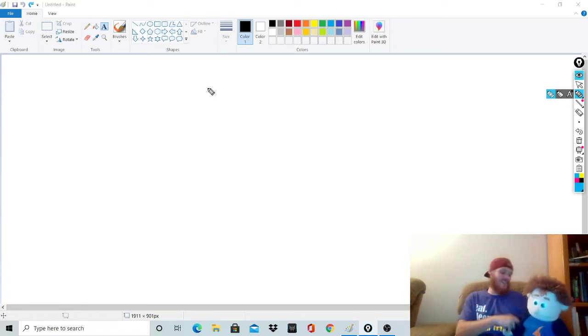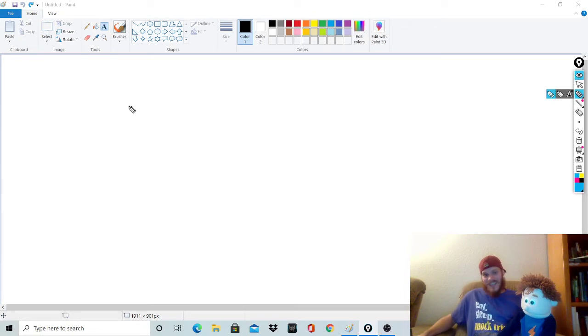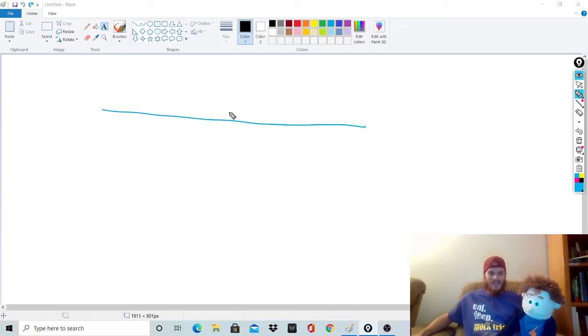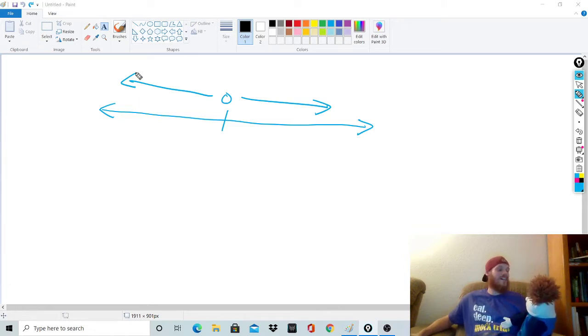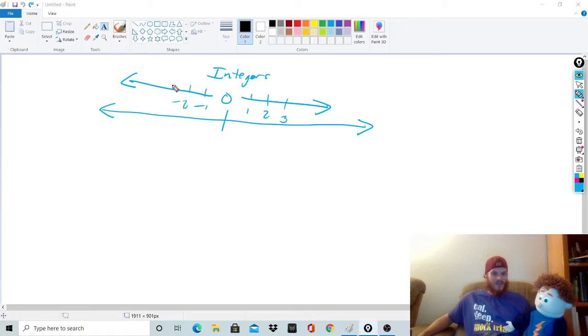All right, so integers, guys. First off, you have to understand integers are basically, what is that? That's a line. It's a number line. Integers are literally all the whole numbers this way and that way on the number line. Whole numbers being like 1, 2, 3, and -1, -2, -3, and so on and so forth. You with me, Tommy? Yeah, I think so. Go ahead.